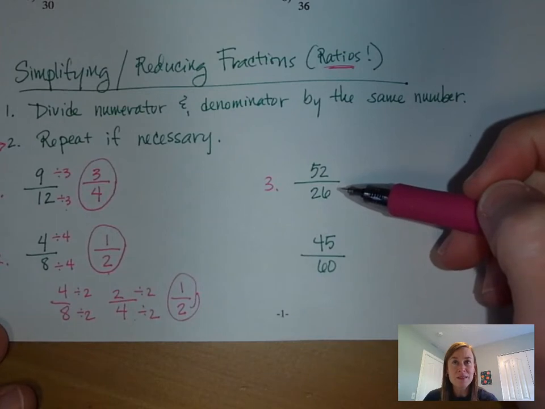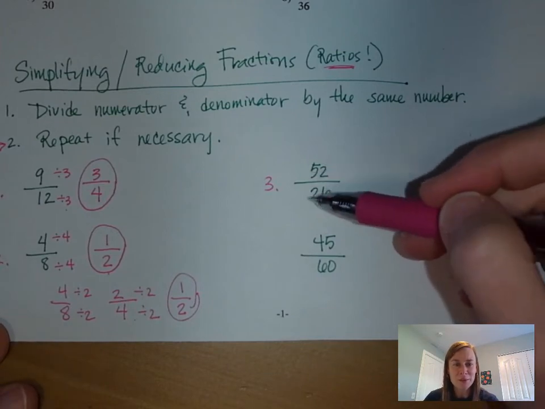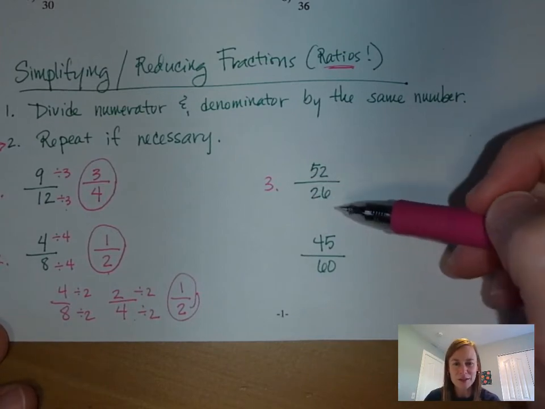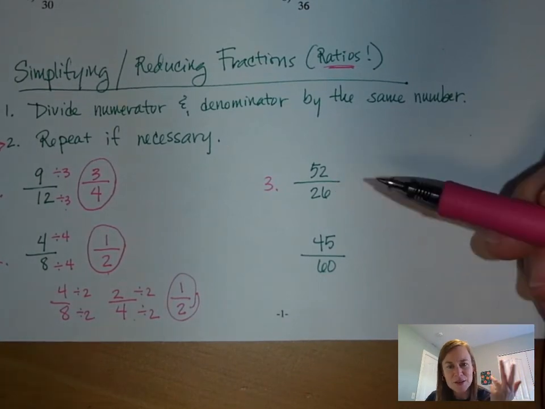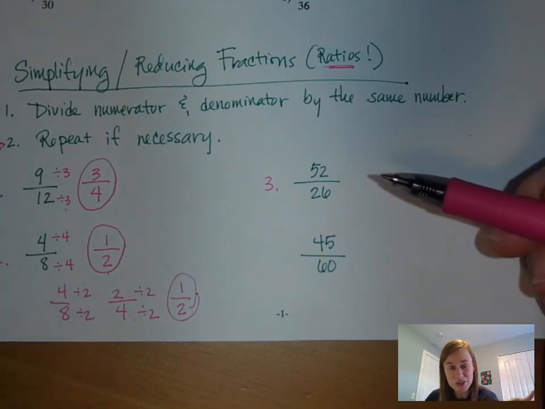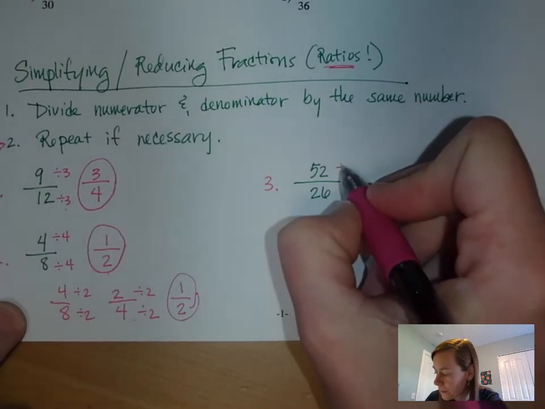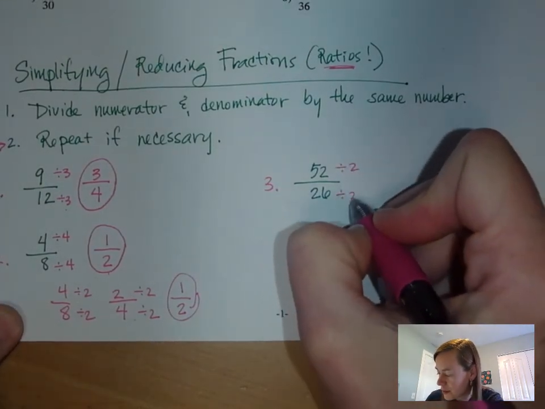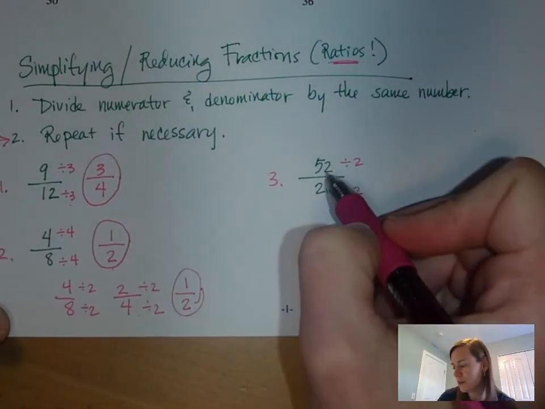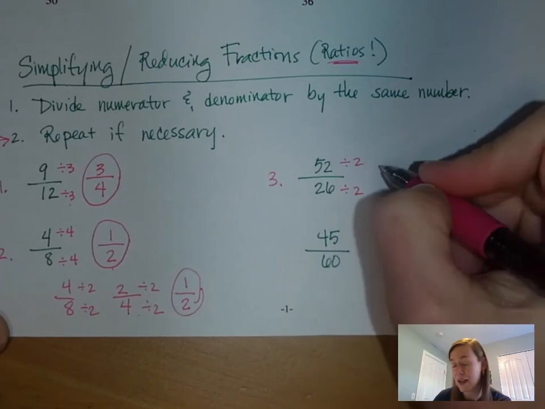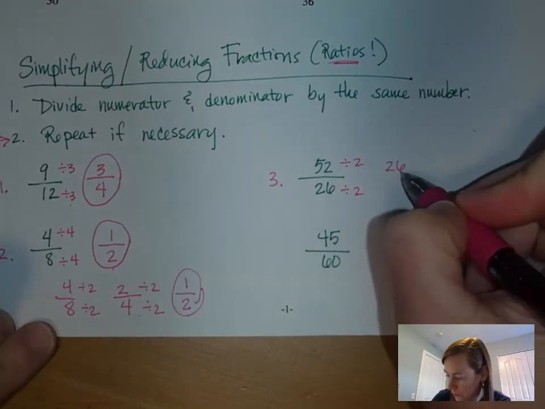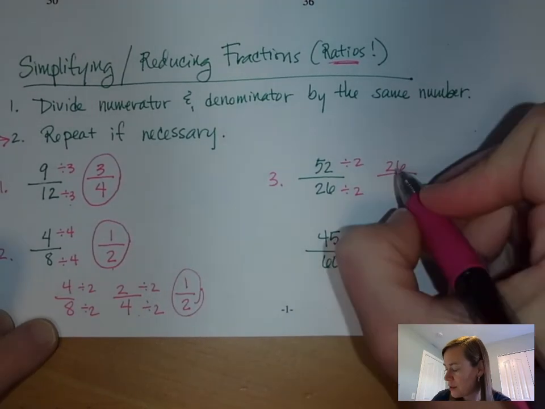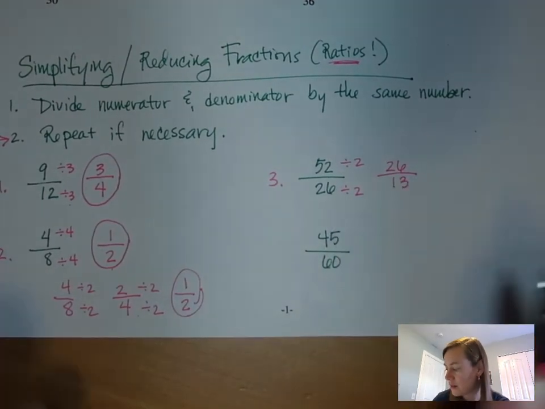Well, let's see, I can't really think of many factors of these numbers because they're not really common numbers on our times tables, but I'm looking at them and they're both even numbers, right? So I know they're both divisible by 2. Let's just go ahead and do that for starters. Okay, so dividing them both by 2. Let's see, 52 divided by 2 is, and you're welcome to use a calculator if you need to, that's going to be 26. And 26 divided by 2 is going to be 13.